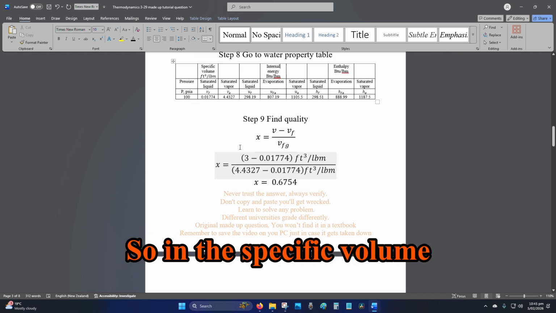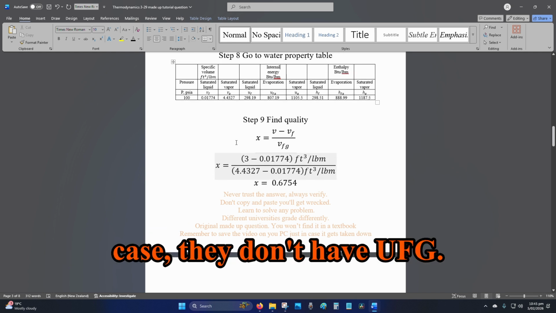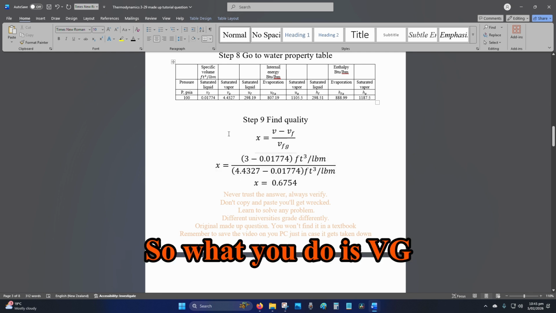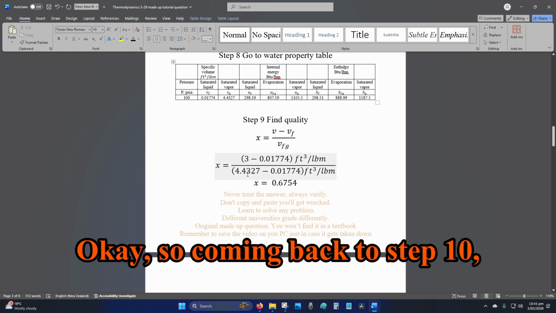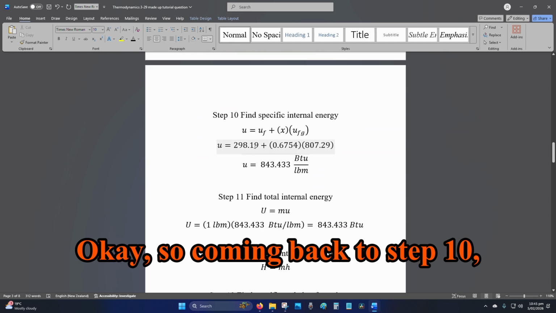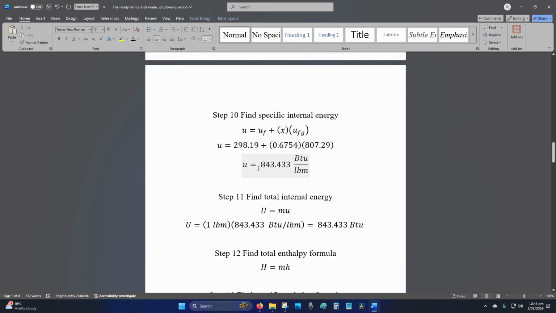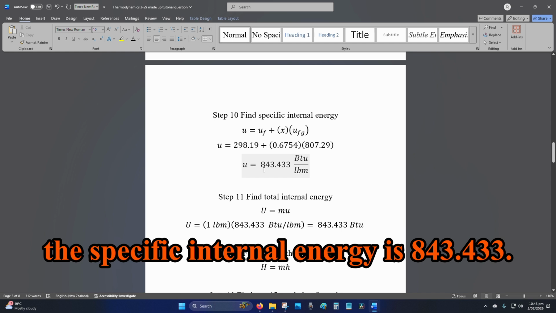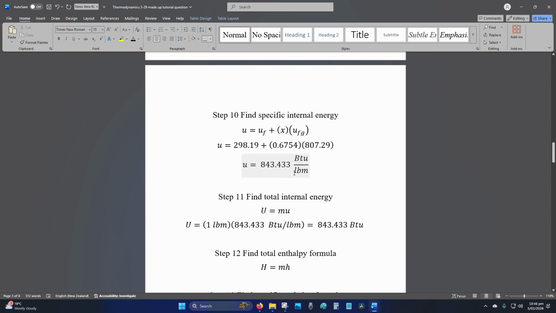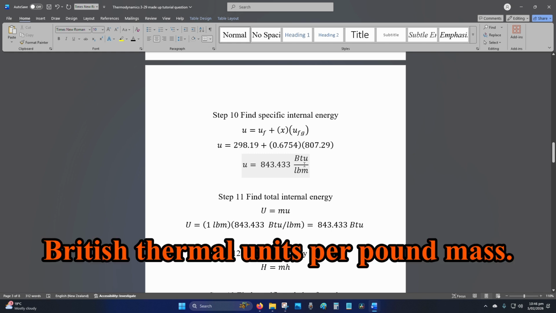So in the specific volume case, they don't have VFG. So what you do is VG minus VF, as you can see. Okay. So coming back to step 10, the specific internal energy is 843.433 British thermal units per pound mass.